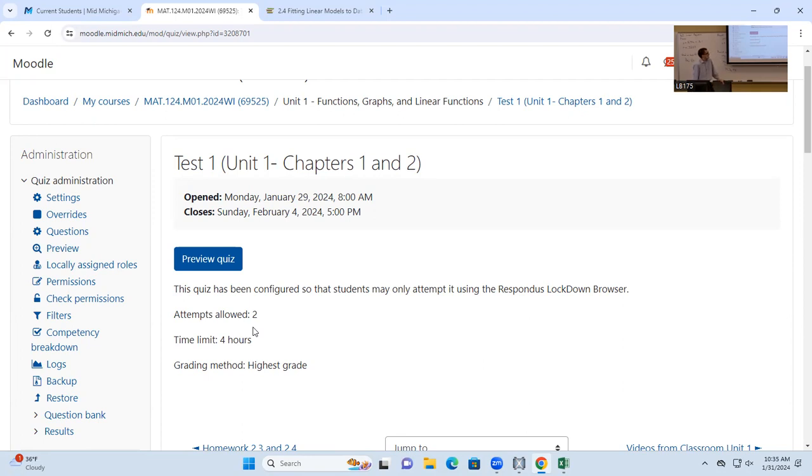If you start it at like 4:50 on Sunday, it's going to automatically shut you off at 5 o'clock. Does that make sense? So make sure you're done by 5 o'clock and not still taking it at 5 o'clock. Any questions? Pretty straightforward. Yeah, so all these tests will be randomized to some degree. All right. If you don't have any questions, I'll stop there.